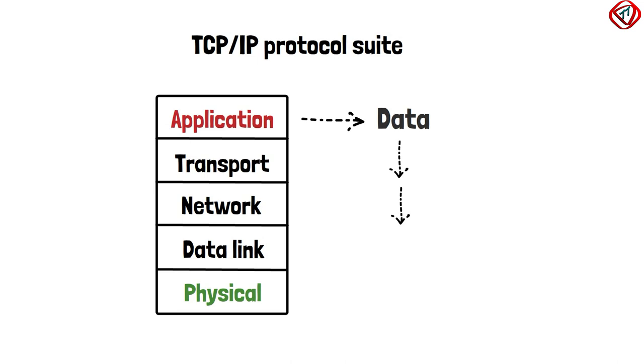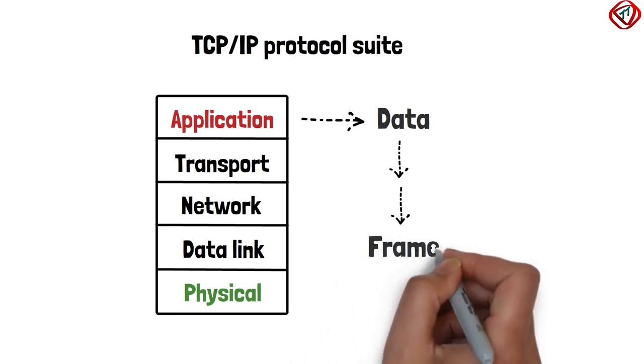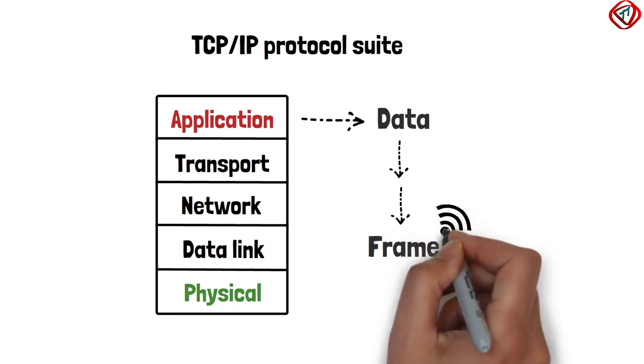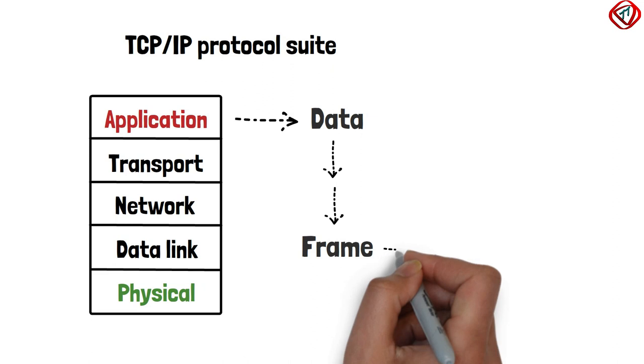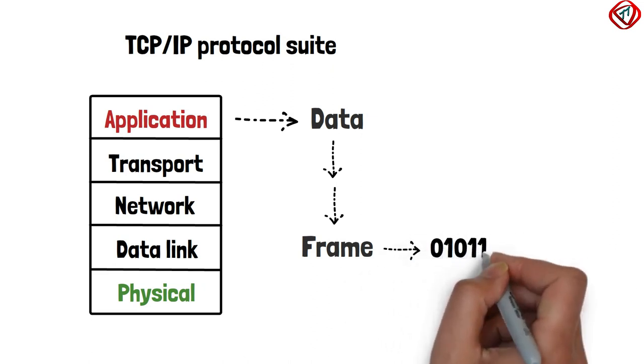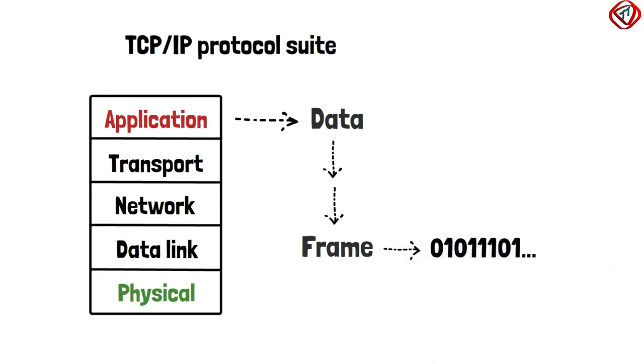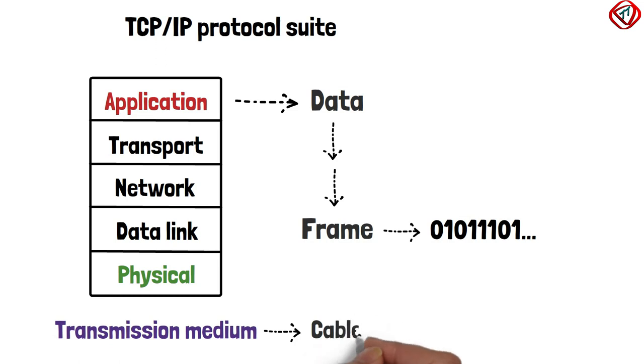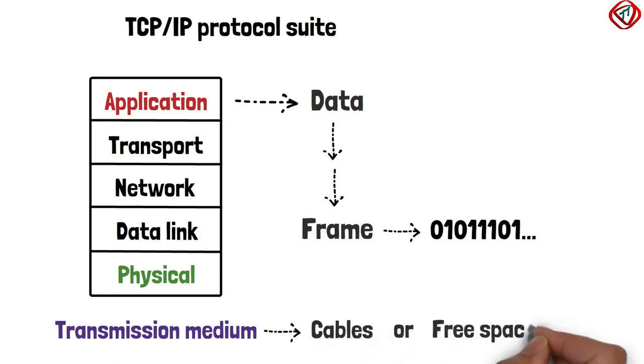The data in the data link layer is called frames. It is a final form of data which is transmitted in the network. However, it is a sequence of zeros and ones, so it needs to be converted to a form that can travel along the transmission medium. The transmission medium can be networking cables in case of wired communication or free space in wireless communication.